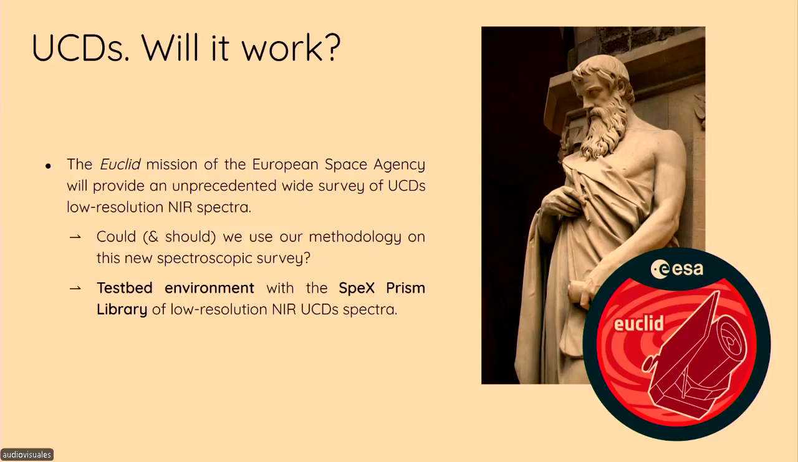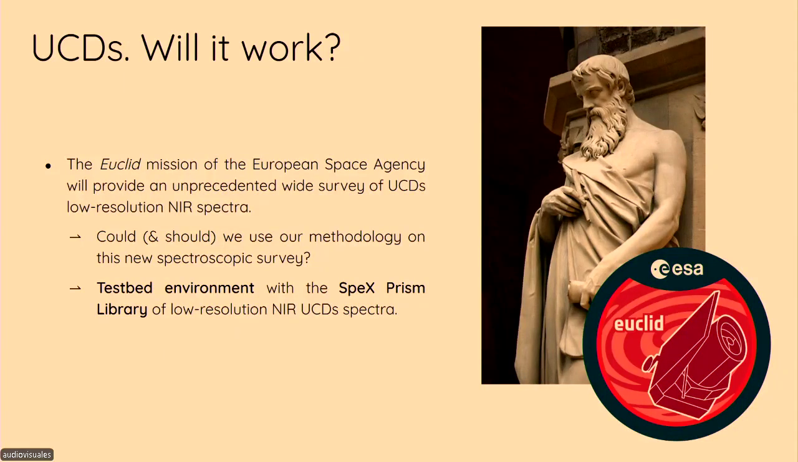So we will now go to the work that we have been doing more recently with the ultracool dwarfs. Okay, so our adventure with the ultracool dwarfs started with this sir, which is Euclid, a Greek mathematician, and it is also the name of the new mission from the European Space Agency that, among all other scientific products, will provide an unprecedented wide survey of ultracool dwarfs' low resolution near infrared spectra.